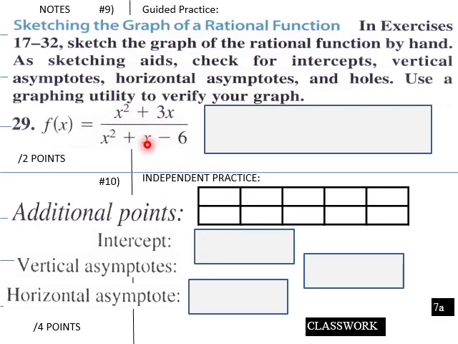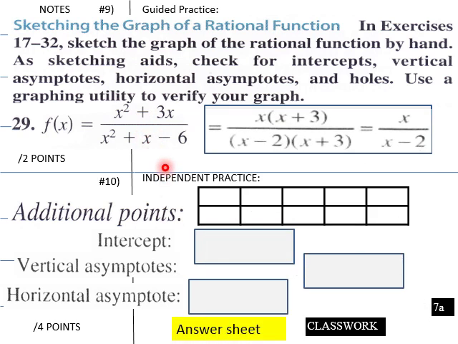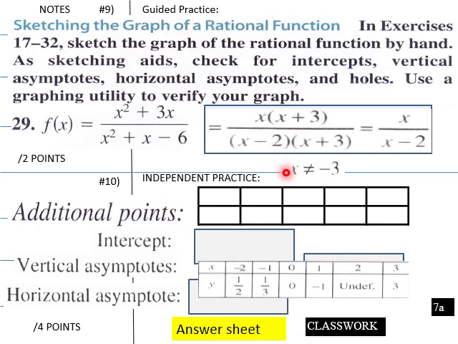Now, to solve this, x squared plus 3x, we need to do some factoring. So we can factor out an x, which is x times x plus 3, over x minus 2, x plus 3. These are going to cancel. So now we're left with x over x minus 2. So x cannot equal negative 3 down here. Up here, that would be okay, but down here it's definitely not okay. So x cannot equal negative 3.